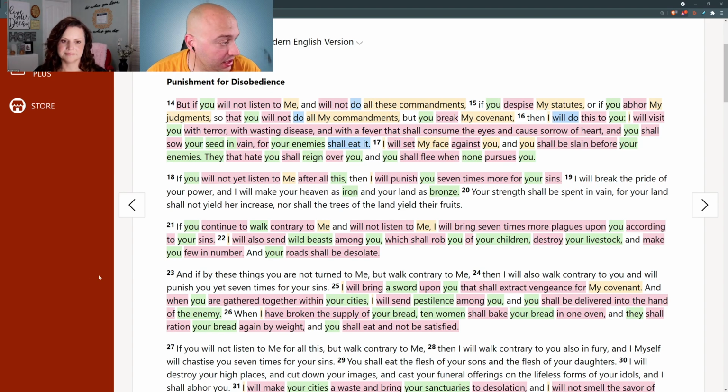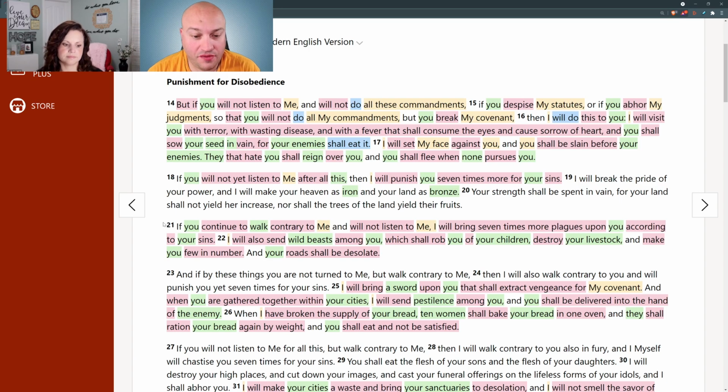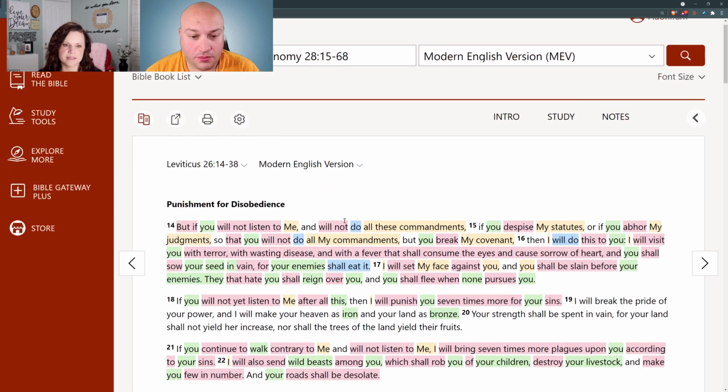So let's look here. So we saw here in verse 18, it says, if you still don't listen to me, then more will come. Now let's look at and see where you stopped off in verse 21. What does it say right there? What chapter are we on again? I'm sorry, I can't see the top.